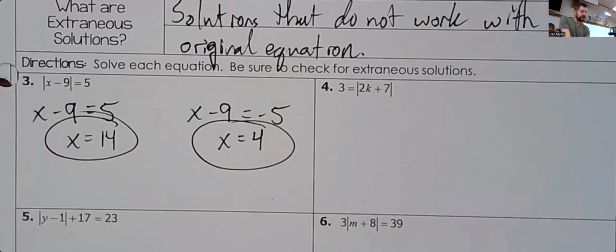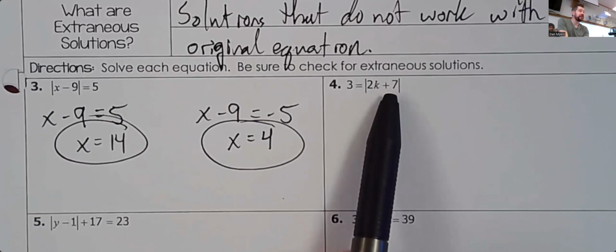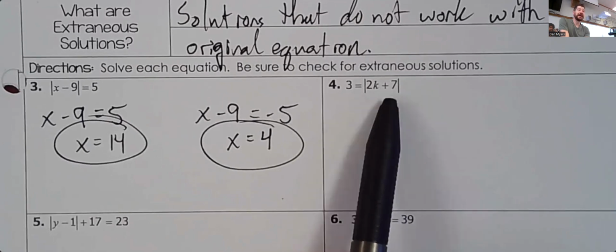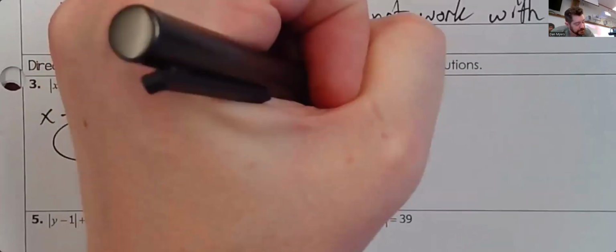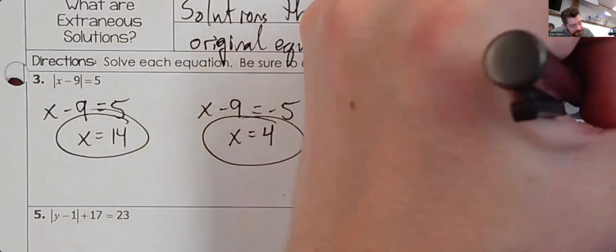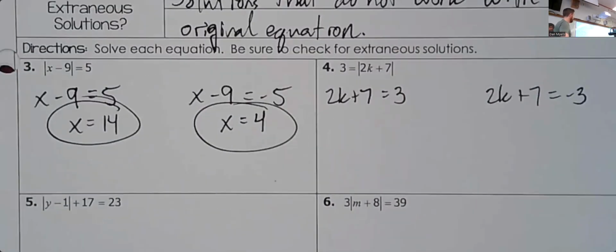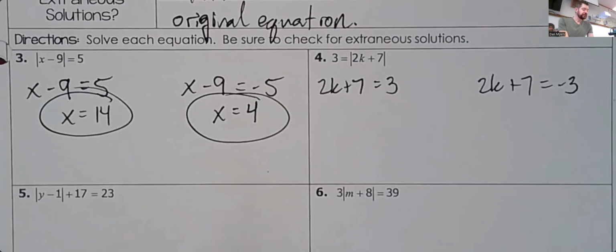All right, next one. This one's already isolated as well. So that means that everything inside the absolute value here either has a value of 3 or -3. So I'm going to flip the whole thing around when I write these. I'm going to say 2k plus 7 equals 3. I'm also going to say 2k plus 7 equals -3. And then we'll just solve for both. And both of them have the exact same steps, which is really convenient.